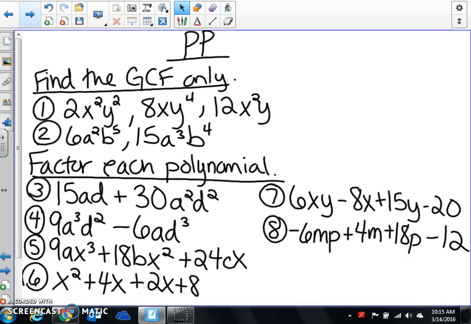And then 3 through 8, you need to factor. So you need to do the distributive property backwards. Numbers 6, 7, and 8 have 4 terms, so that's when you're going to break it up into 2 and do it by grouping. Okay.